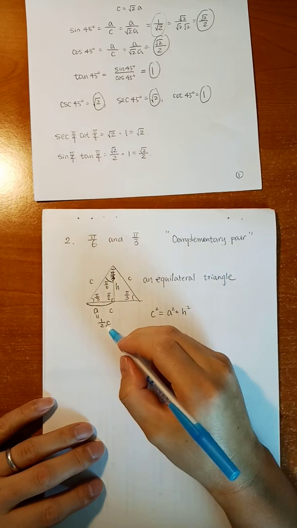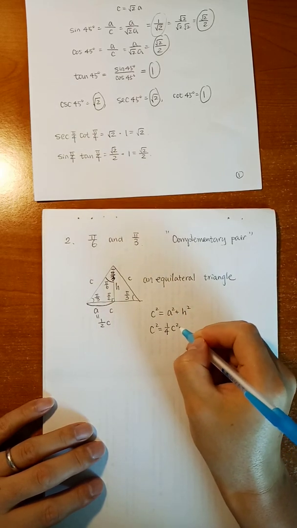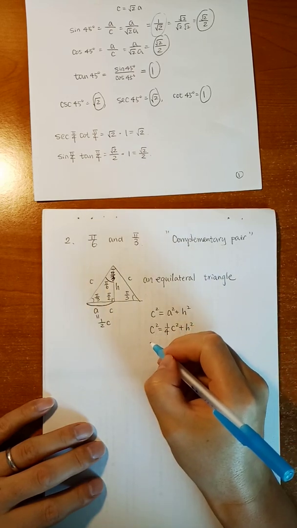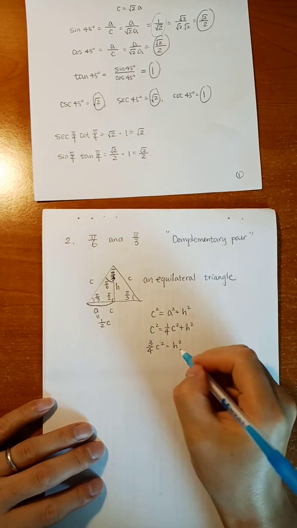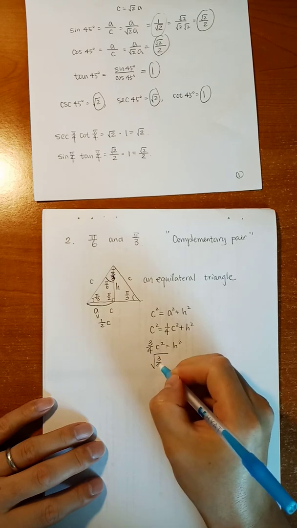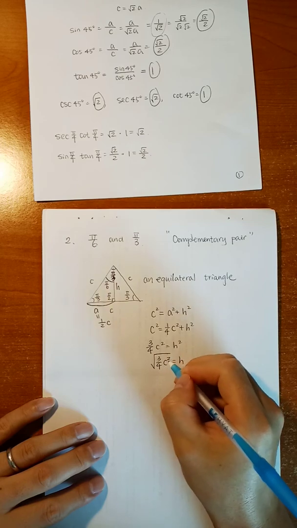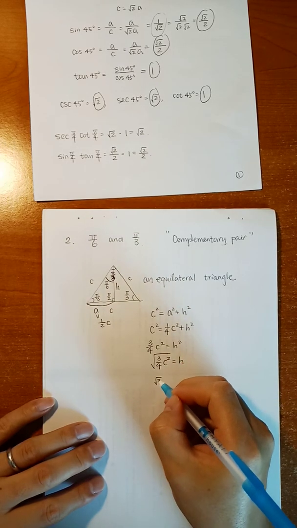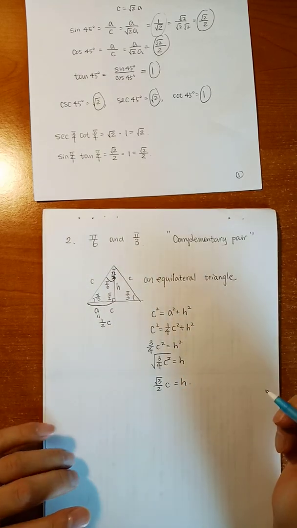A is half of C, so it's 1 over 4 C squared plus H squared. So we move 1 over 4 C squared to the left side, it's 3 over 4 C squared is equal to H squared. So H is the square root of 3 over 4 C squared. You move C forward, you move 2 forward, you will get the square root of 3 over 2 times C is equal to H by the Pythagorean theorem.